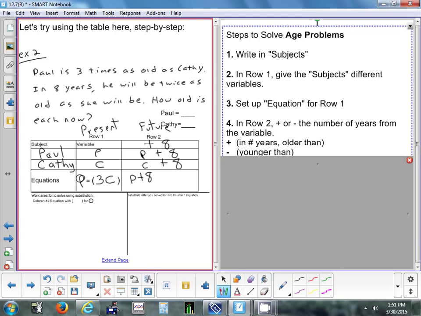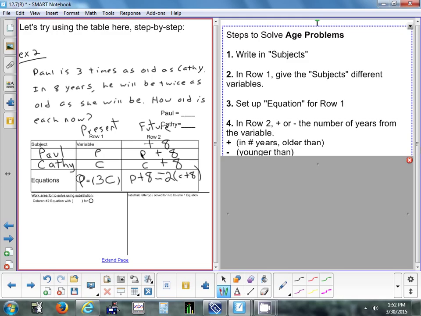He will be, all right, equals, right, will be is equal, twice, how do I show twice? 2. Twice as old as she will be. How are we representing Kathy in the future? C what? C plus 8, right? So I want to put that in parentheses. All right? All I did was took my information that I had for each subject. In this case, it happens to be people, all right, and their ages. All I did was took that information and just plugged it into what it gave me.